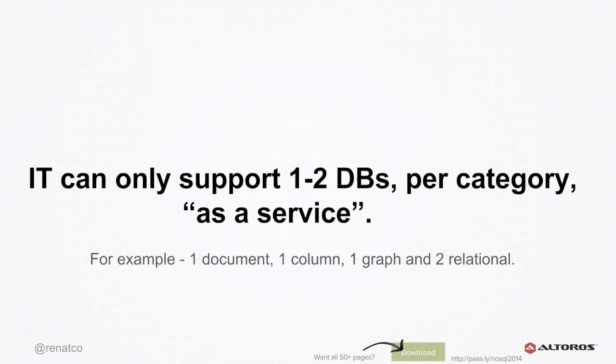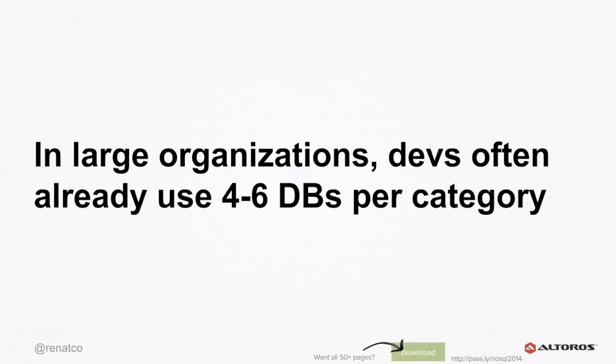If they can support only one or two products per category as a service, let's say, best of breed document, best of breed column, graph, and relational, that makes sense. That's feasible for large organizations to provide as a service, either from the inside or with a third party partner, and because we already have 4, 5, 6 times more products used, we need to consolidate.